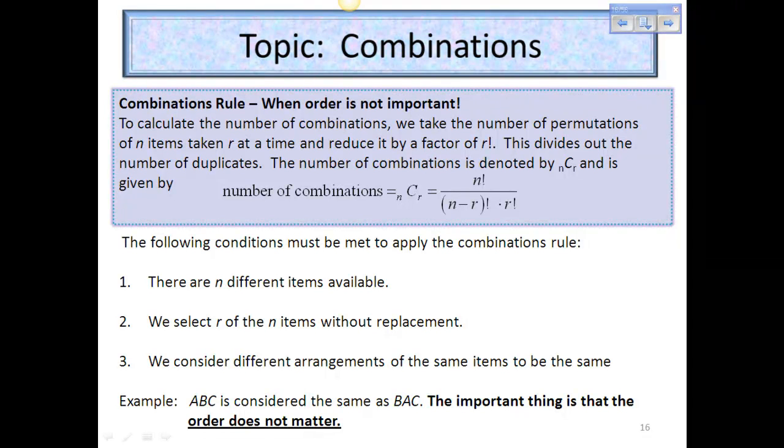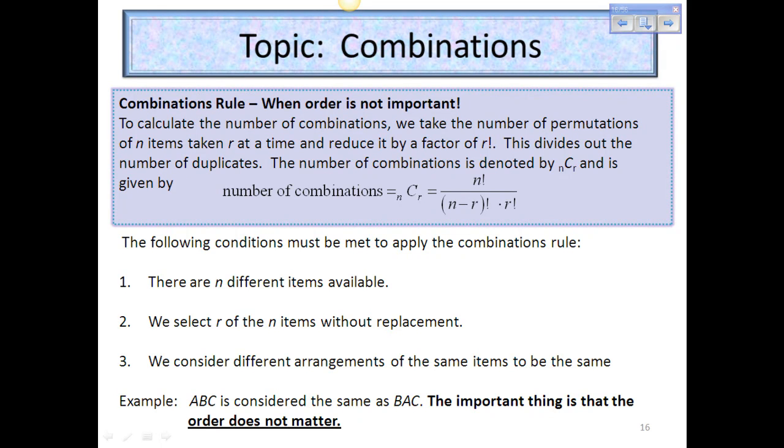The number of combinations is denoted by nCr and is given by the formula n factorial over n minus r factorial times r factorial, where n is the total number of items that you have to choose from, and r is the number of items that you are choosing. So, keep in mind, there will be n different items available.